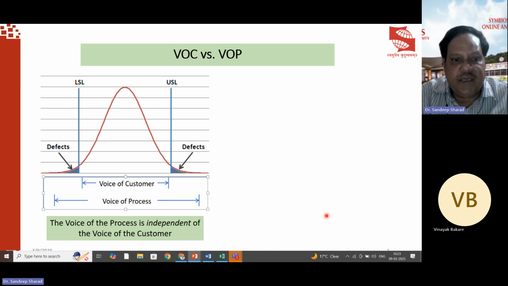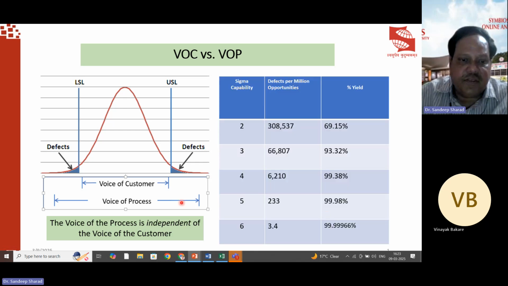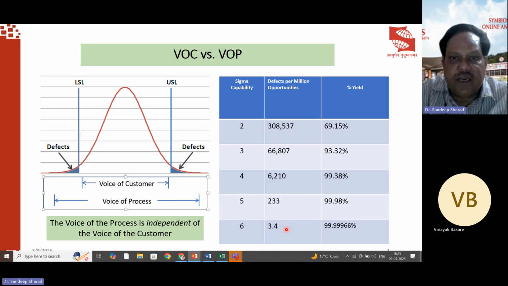VOC versus VOP: voice of customer and voice of process. The voice of process is independent of the voice of customer. As we can see in this normal distribution curve, the LSL and USL limits of the voice of customer are very close. But if you go with the voice of process, then the defects will also occur beyond that. So it will be at the Six Sigma level, where the defects will be 3.4 parts per million. Based on this, VOC and VOP are decided with the Six Sigma level.